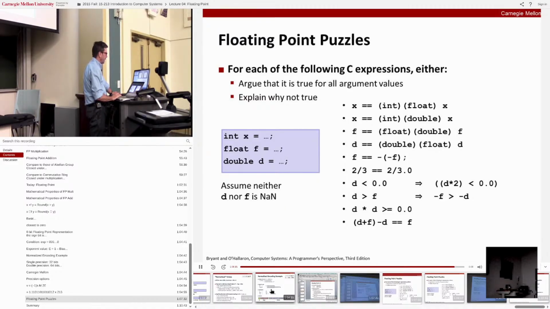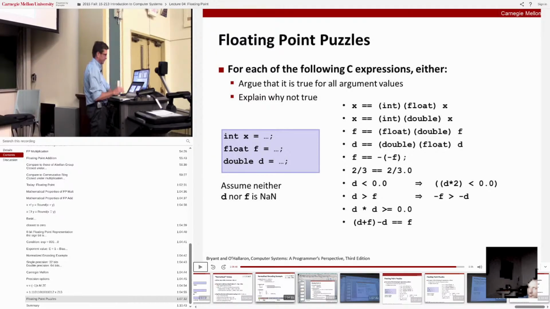What about if we take x, cast it to a double, and then cast it back to int? Will we always get equivalent value? Yeah, because we have enough frac bits in double. Now what if we take a float f, cast it to a double, and then cast it back to a float? Will that always equal the original f? Yeah. Okay, what about the converse, though? What if we take the double d, cast it to a float, and cast it back to a double? No. Definitely you're going to lose precision on that one.